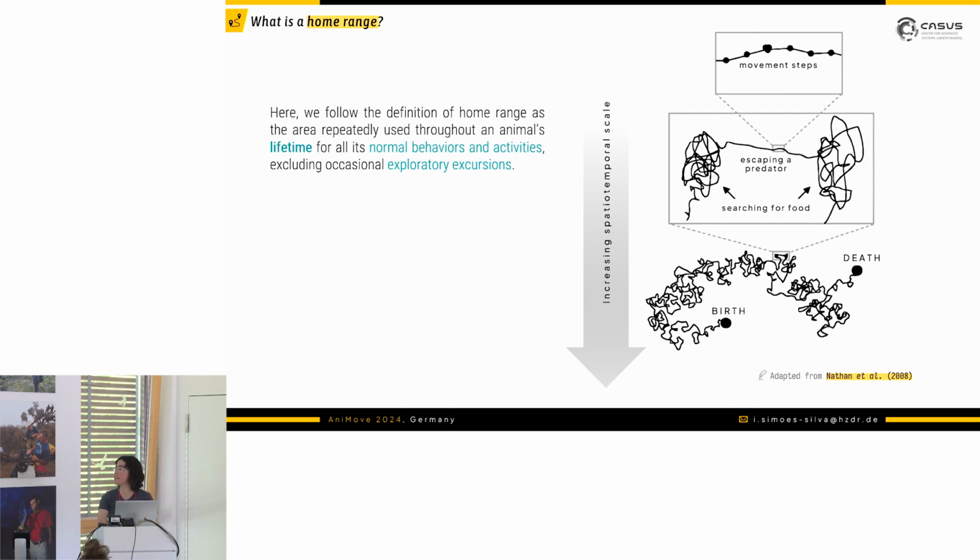Obviously, it's not always realistic in the field to be able to track an animal from birth to death, so we want to just try to approximate that, right? We want to be able to do that as much as possible.